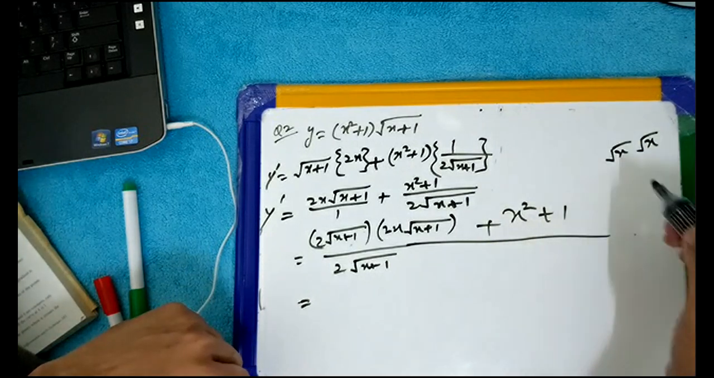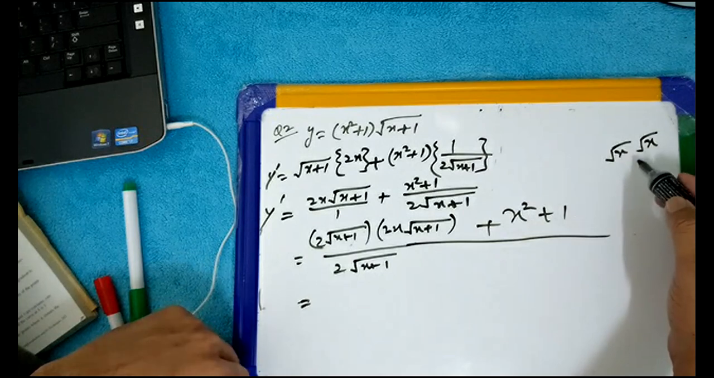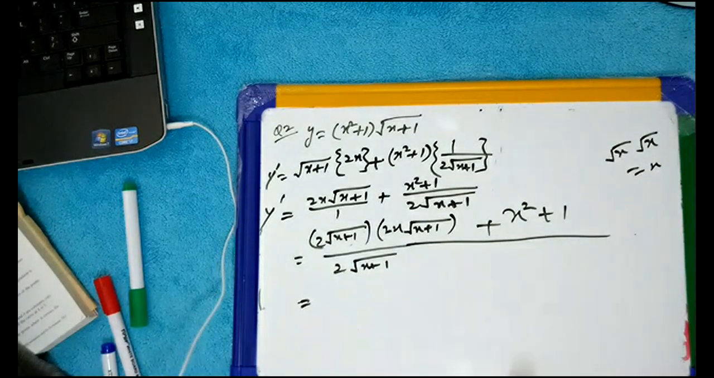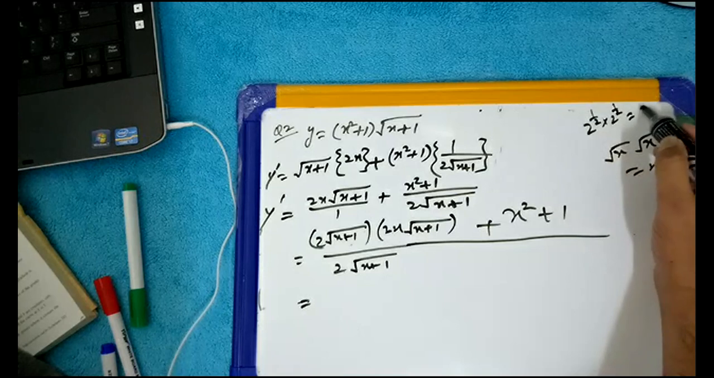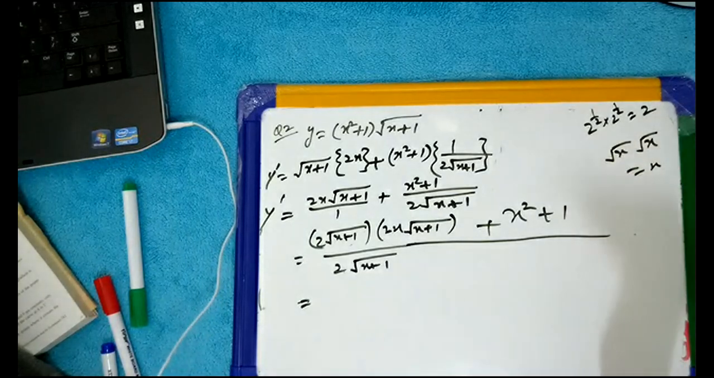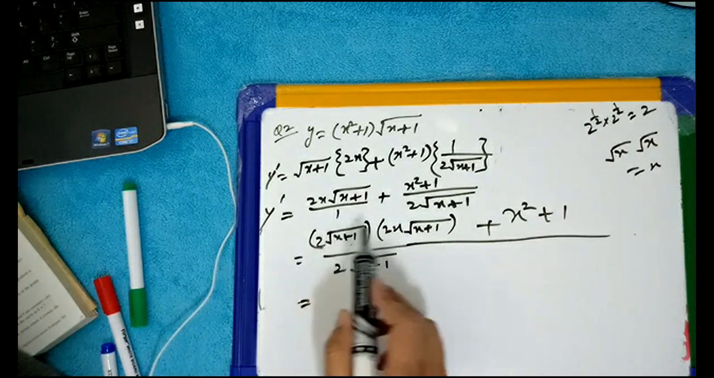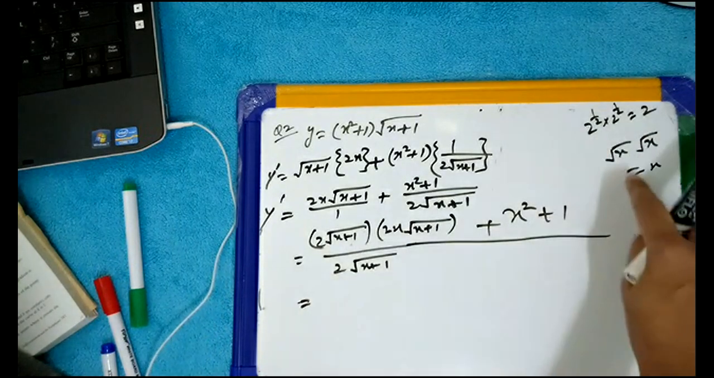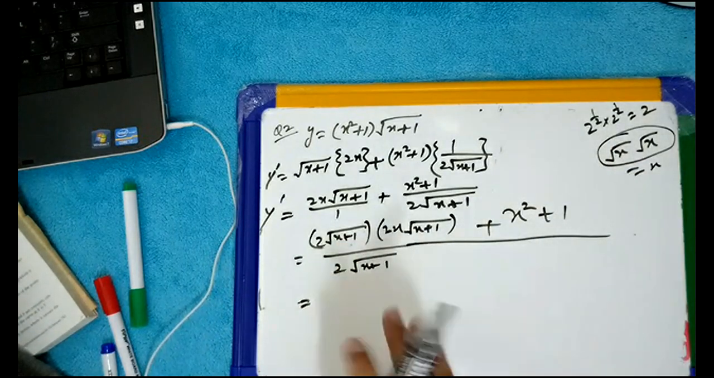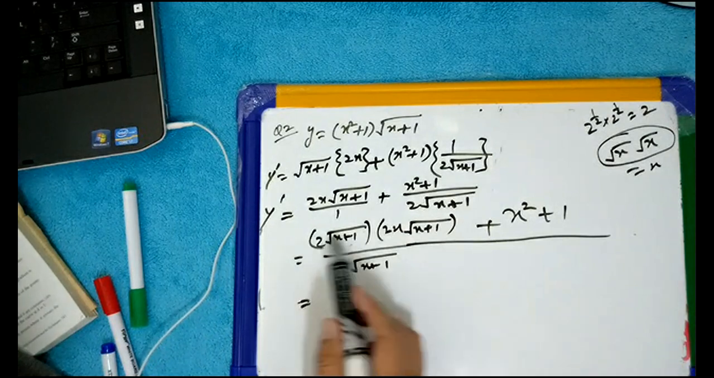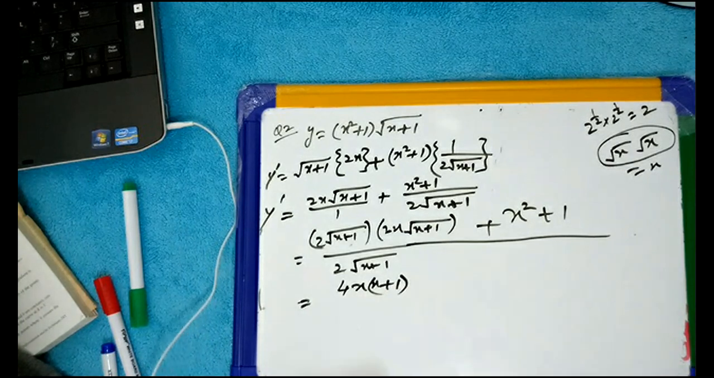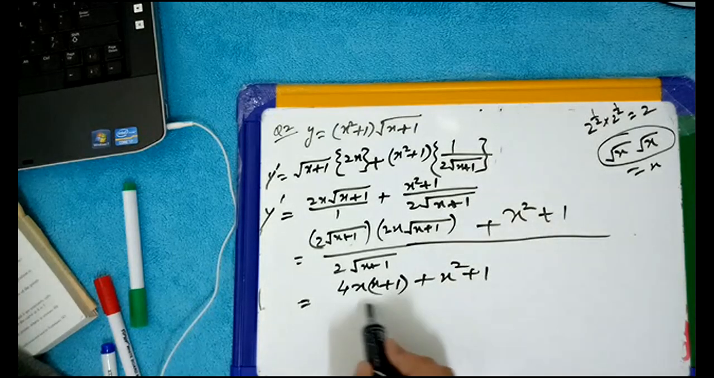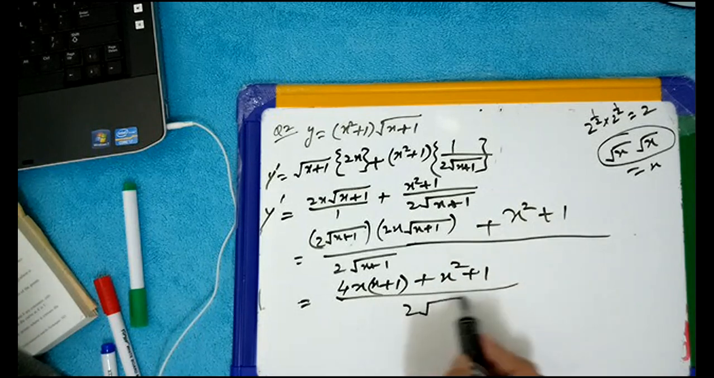If I multiply under root x into under root x, what is the answer? If I multiply the two same things over here, the answer is x. Means root cancels out. If I take 2 raised to power half and multiply it by 2 raised to power half, the answer is 2, because half plus half is 1. So 2 raised to power 1, indices rule. If the power is the same, the root will go. So 2 times 2 is 4x, and the root will go, x plus 1 will come. Yeah, 4x, and x squared plus 1 is this one. And the denominator is 2 under root x plus 1.